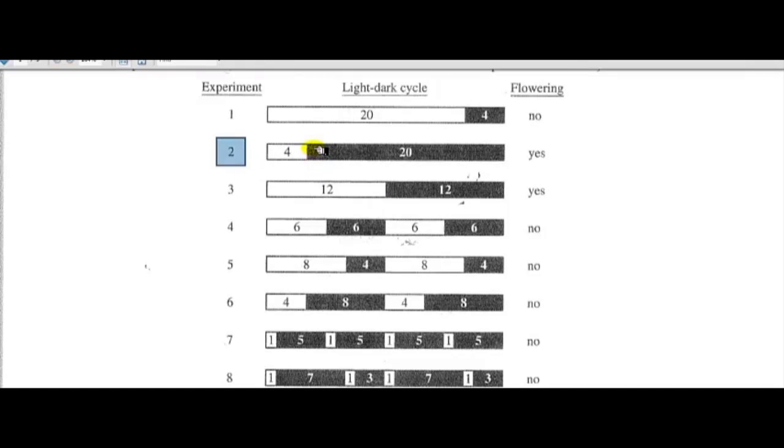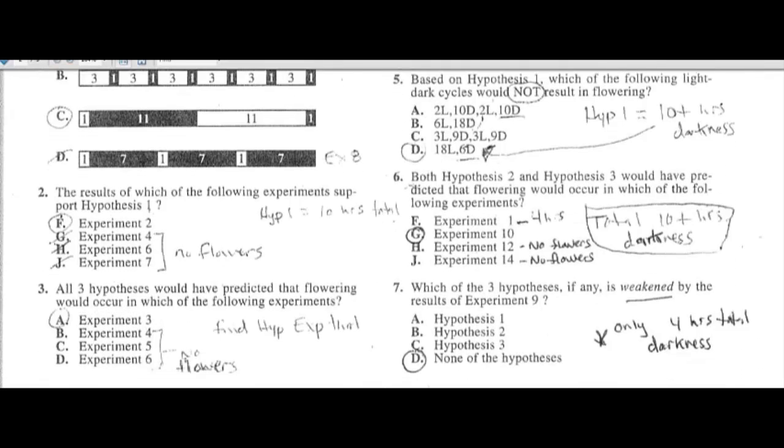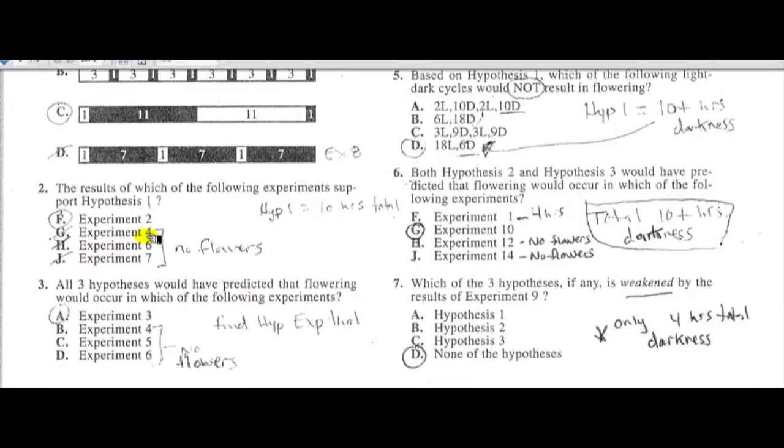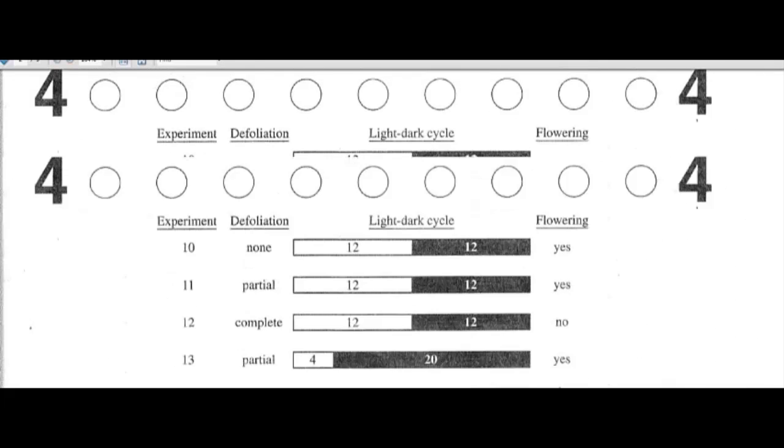Do we have more than 10 hours of darkness? The answer is yes. And does that produce a flower? Yes. So far, that answer choice works. Let's go ahead and check the rest of them. When you come on down to the question, you will look at answer choice G, which is experiment 4, 6, and 7. Let's check 4, 6, and 7. Keep that at the top of our head so we don't have to keep scrolling up and down.